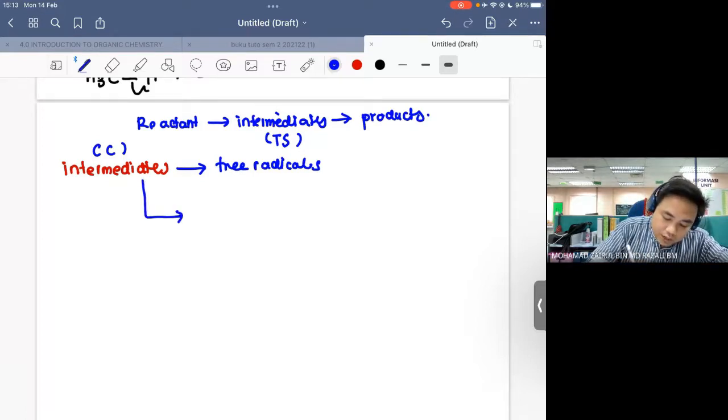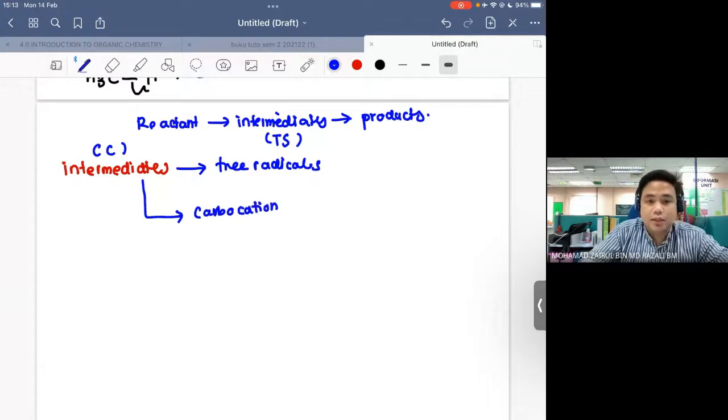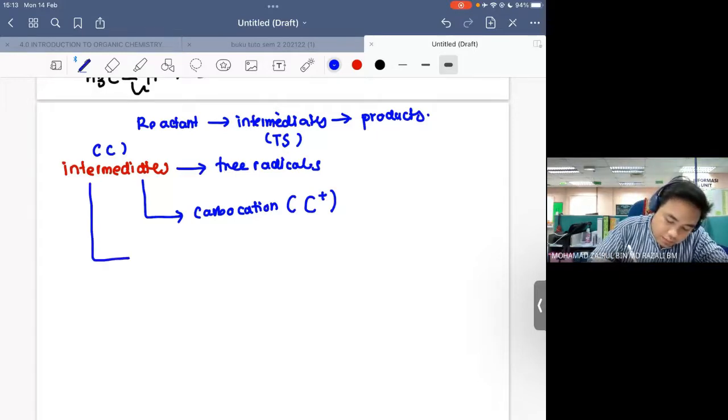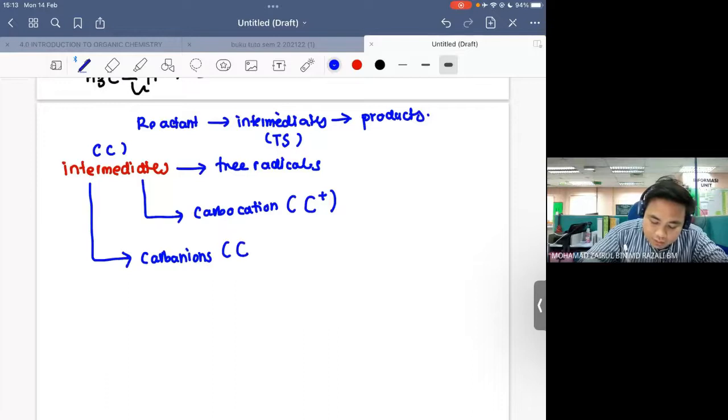And then we have carbocation. Okay, carbocation is a name for a species di mana carbon itu akan ada positive charge. Itu kita panggil dia sebagai carbocation. Okay, and then the last type of carbon intermediate yang kita akan tengok is the carbanion. Carbanion ni pula is when the carbon itu ada negative charge.